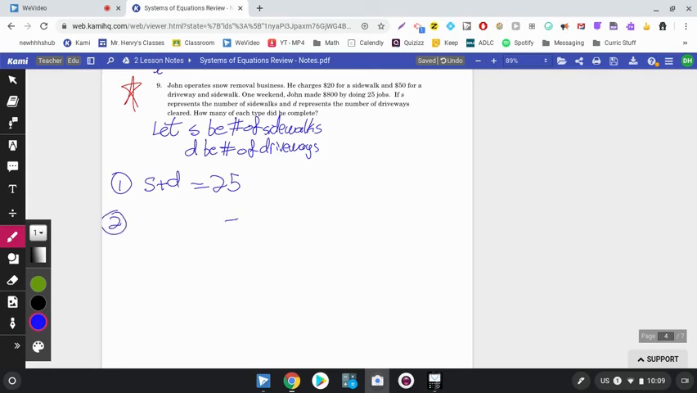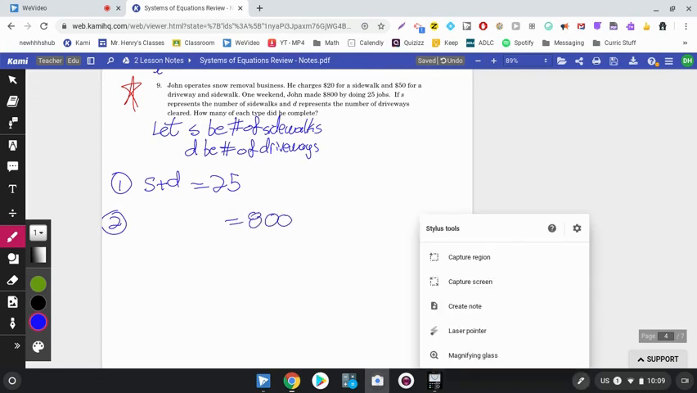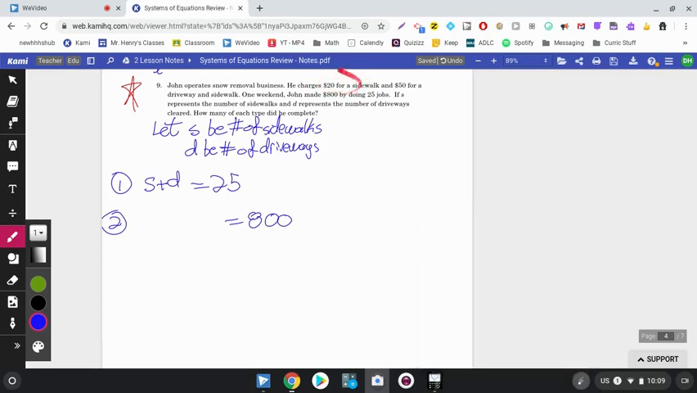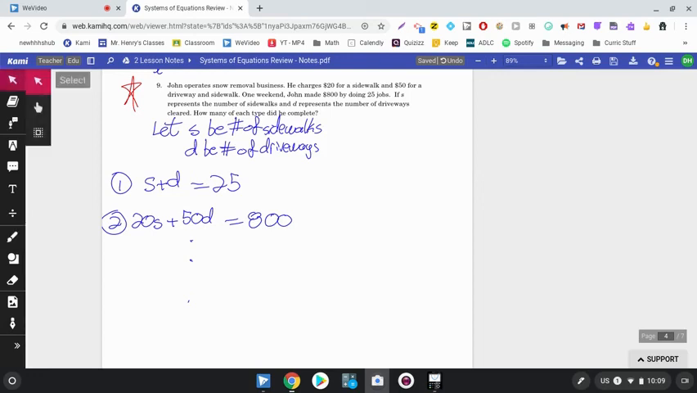My second one comes from the money, which says at the end of the weekend, he made $800. And talking about money, $20 for every sidewalk, $50 for every driveway. So 20S plus 50D, that's the amount of money he made from each. If I add those together, it better equal 800. And there you go, I've got my two equations now. I'll just go dot, dot, dot, and you can continue onward and finish that one as part of your studying.